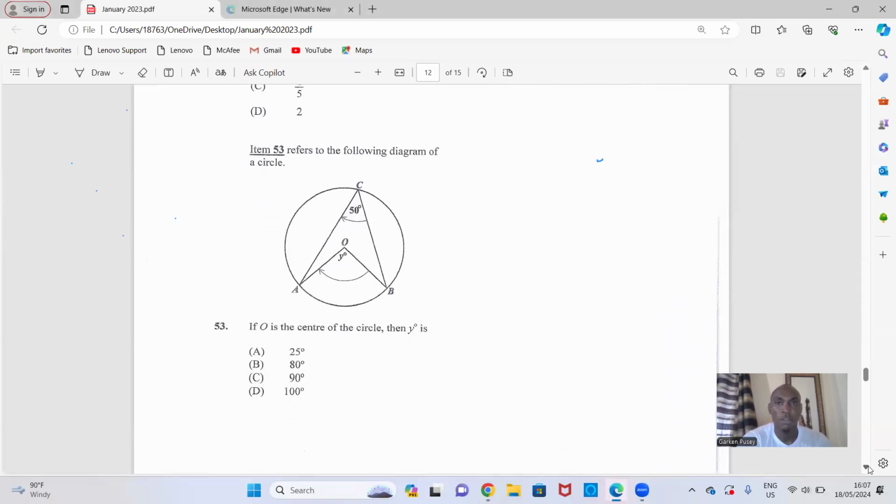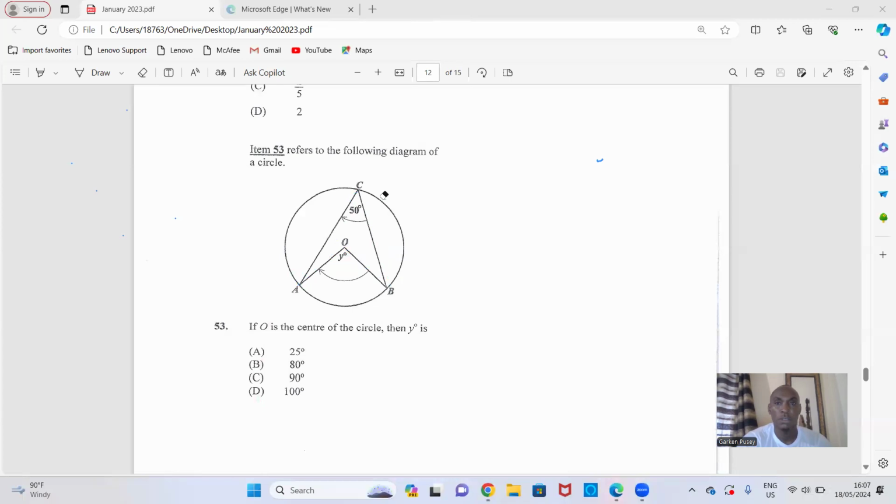53. Well, 53 is circle theorem. This was the first theorem I gave my students. The angle at the center of the circle is twice the angle at the circumference. So you have two radii, OA and OB, forming an angle at the center, and then both ends of the radii going to the circumference to form this 50 degrees. The one at the center is always twice the one at the circumference. So if this is 50, this one is twice 50, which is 100. So 53 is D.